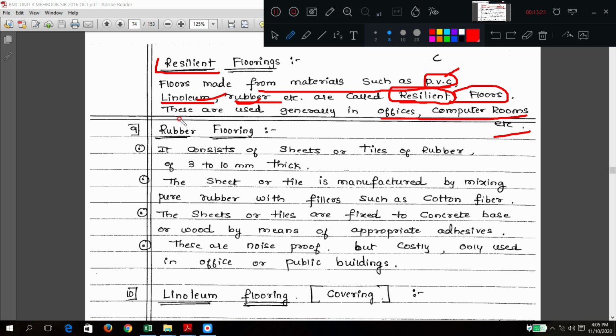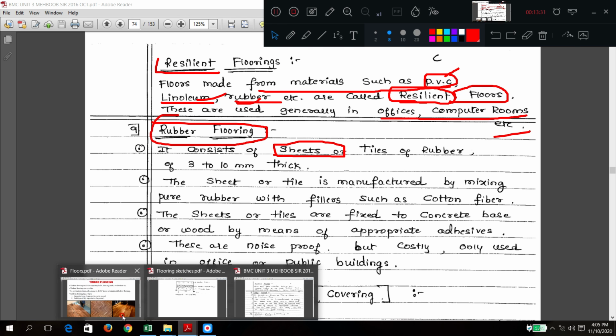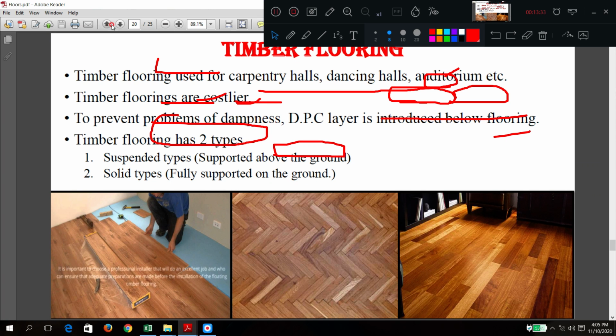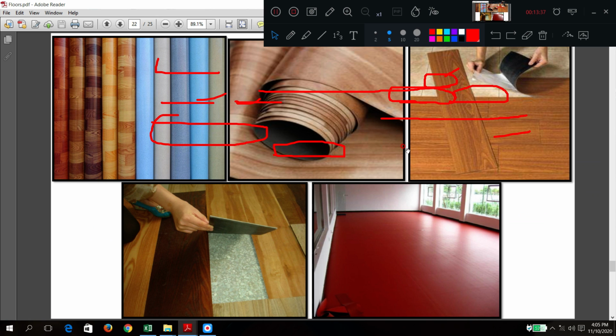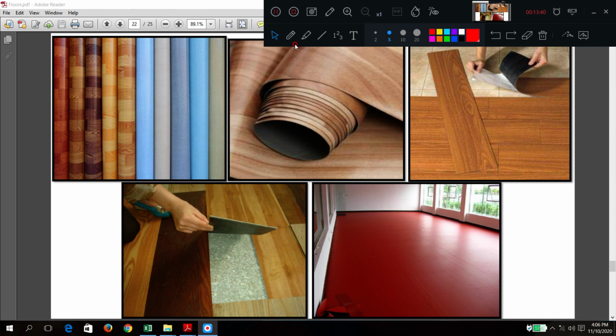So what is this rubber flooring? Rubber flooring is nothing but simple sheets. If you see this diagram, you will understand. Rubber flooring, where it is plastic or PVC, is typical, similar to this only. These are plastic. If the same thing is used with rubber, or sometimes linoleum, this is one typical linoleum or PVC sheet.